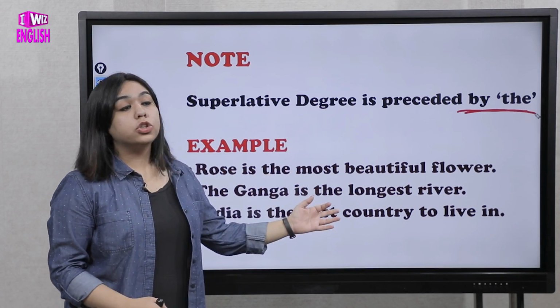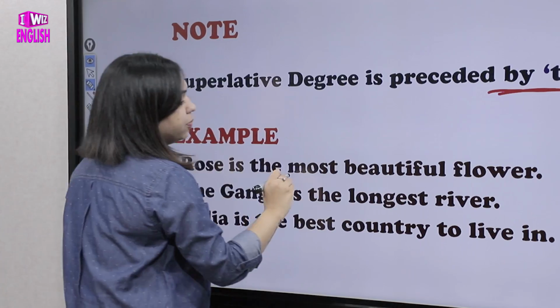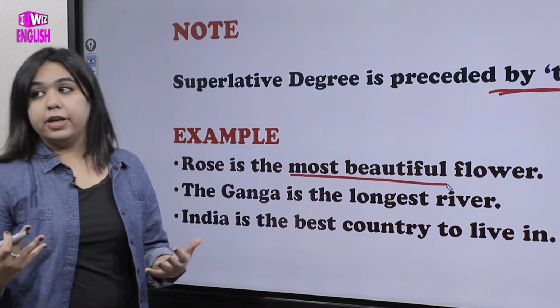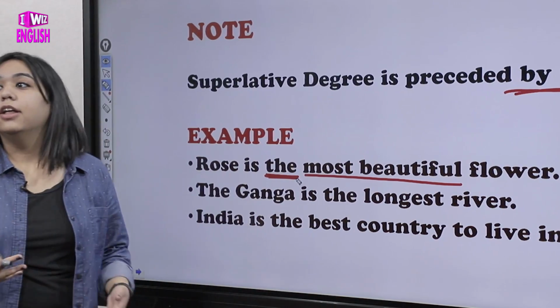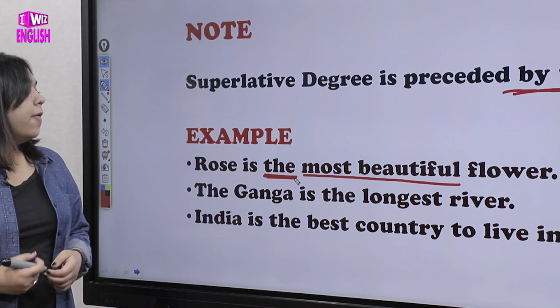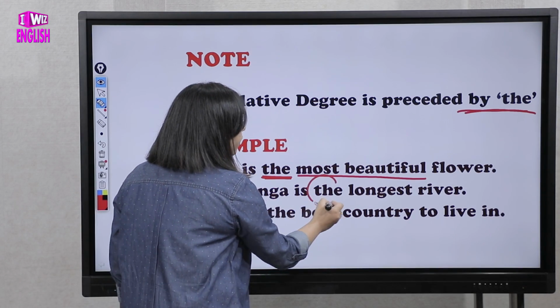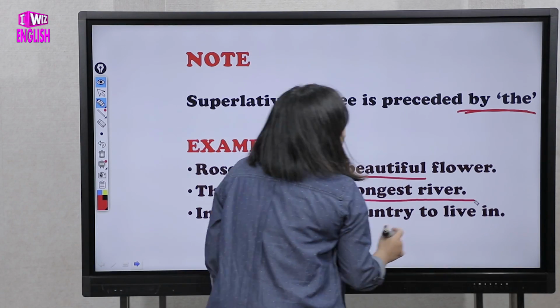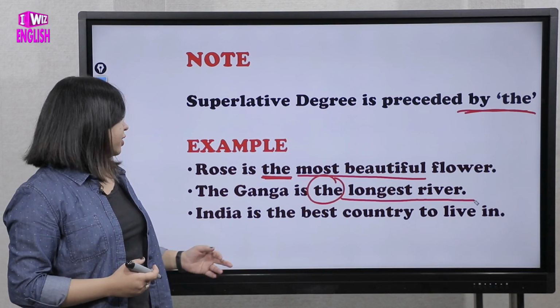Rose is the most beautiful flower. Here again you can see that most beautiful is the superlative degree, and it is always accompanied by the article the. Okay, next, the Ganga is the longest river. Again you see the longest river. So don't forget that superlative degrees are always accompanied by the.